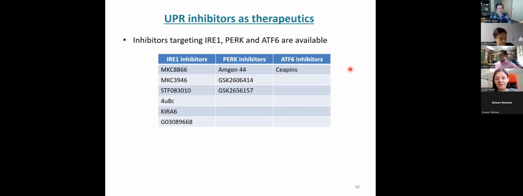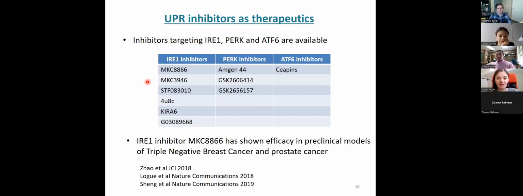In terms of using these inhibitors in preclinical models, most work has been carried out with IRE1 inhibitors, and in particular the MKC family. In 2018, there were two papers which demonstrated that the IRE1 inhibitor MKC8866 could show good efficacy in preclinical models of triple-negative breast cancer. The first of these papers was from Jin Chen's group at Baylor, and the second paper was from the Samali group at NUI Galway, and I was lucky enough to contribute to that study. Both of these studies really showed that MKC8866, when combined with chemotherapeutics such as docetaxel and paclitaxel, really increased the ability of those chemotherapeutics to reduce tumor growth.